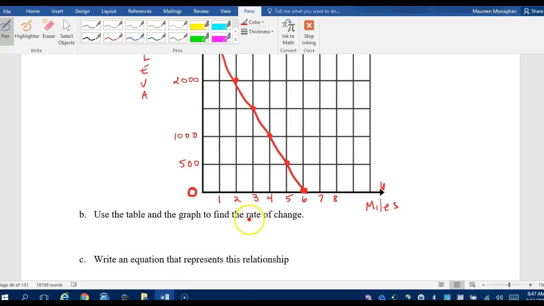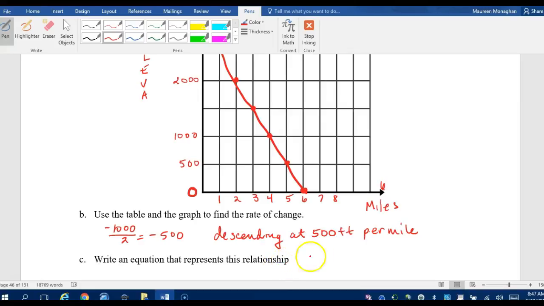So use the table and graph to find the rate of change. Well, like I already did that. The rate of change I already did is negative 1,000 over 2, which gave us negative 500. Well, what does that mean? That means it's descending at 500 feet per mile. So every mile it's going down 500 feet.